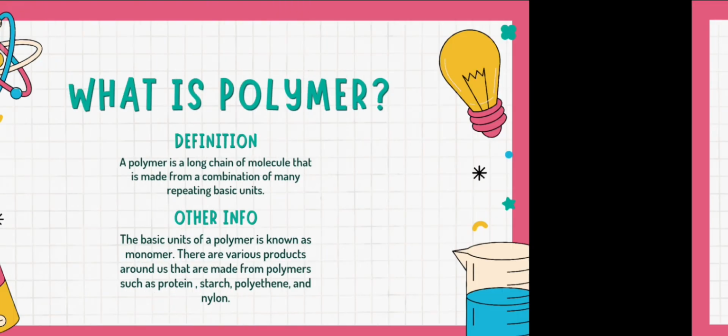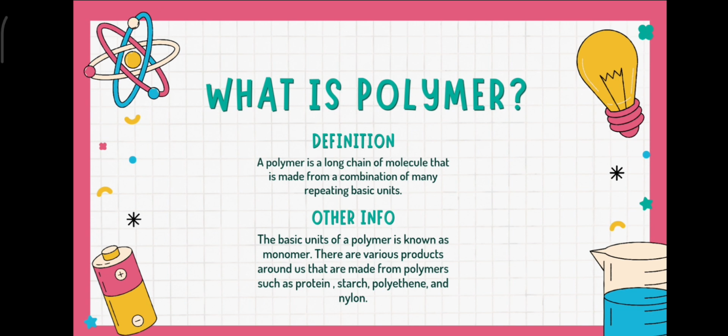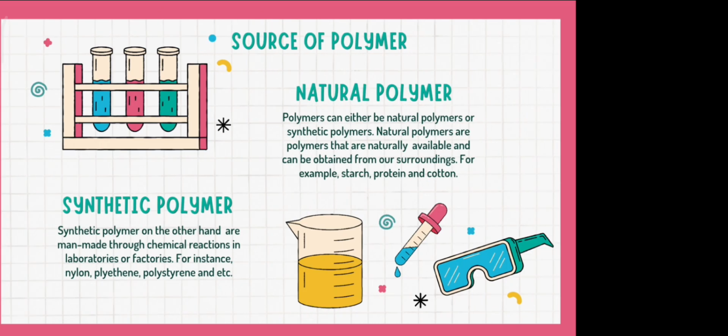So what is polymer? By definition, a polymer is a long chain of molecules that is made from a combination of many repeating basic units. The basic unit of a polymer is known as a monomer. There are various products around us that are made from polymers such as protein, starch, polyethylene, and nylon.